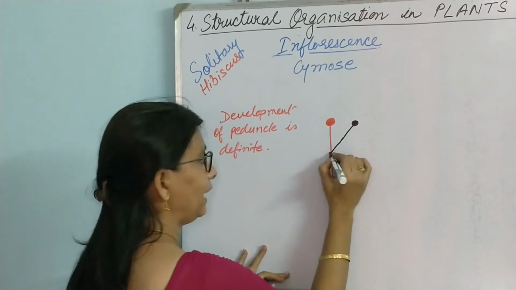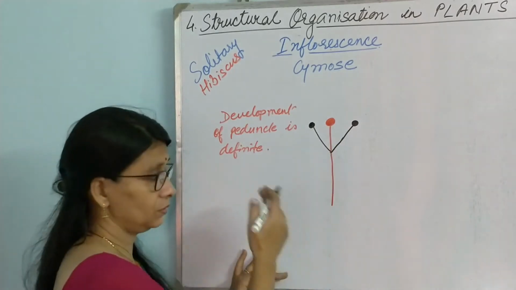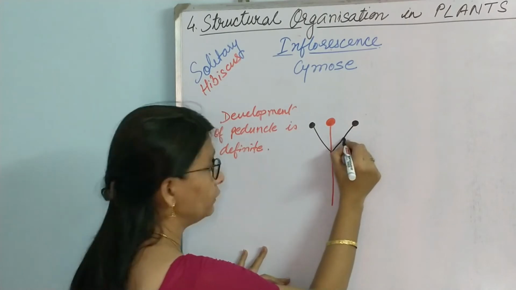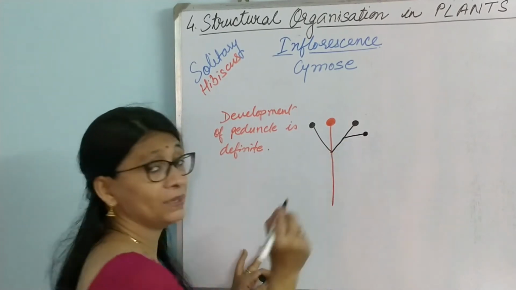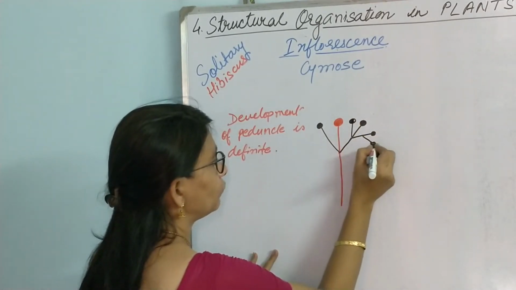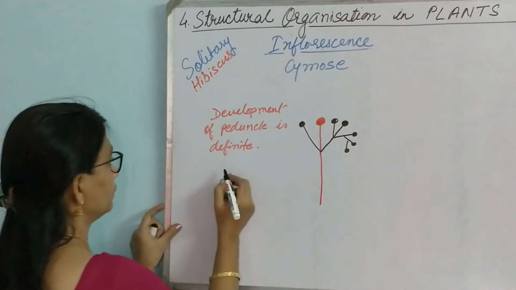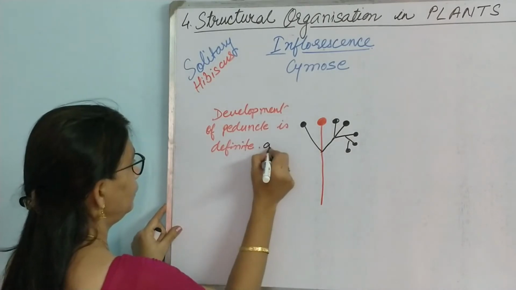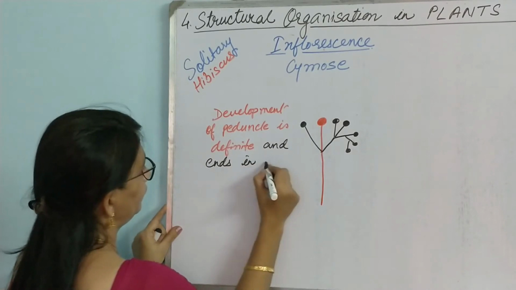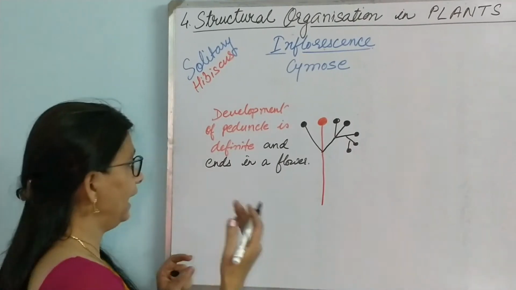Then it might be one-sided or it might be two-sided, that we will see in the classification. Then again another branch will develop from a point below the flower and again terminate in a flower. So it might develop in both directions or just in one direction like this, but always it will end in a flower. So the growth is definite and ends in a flower.